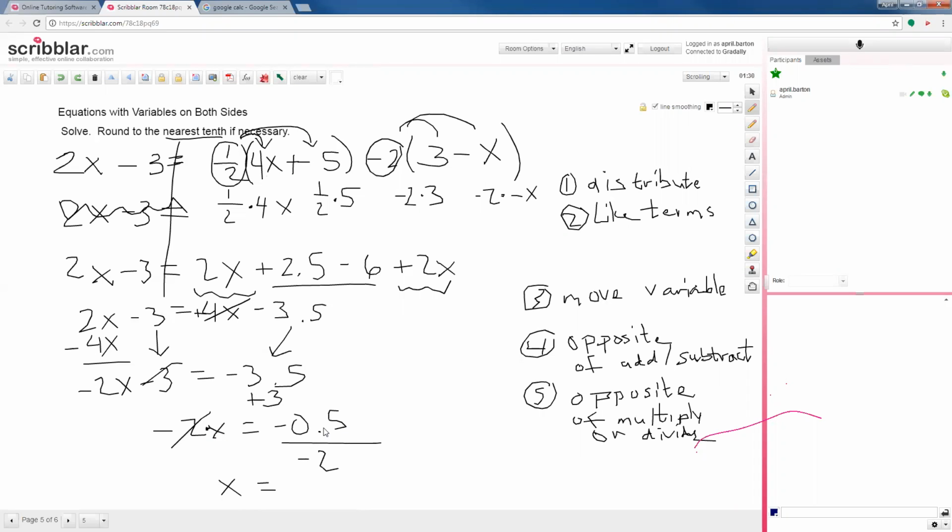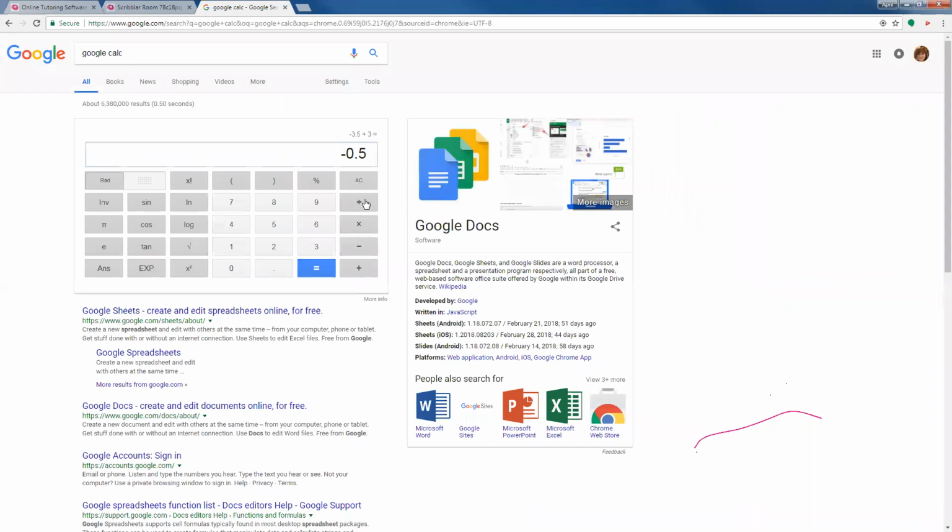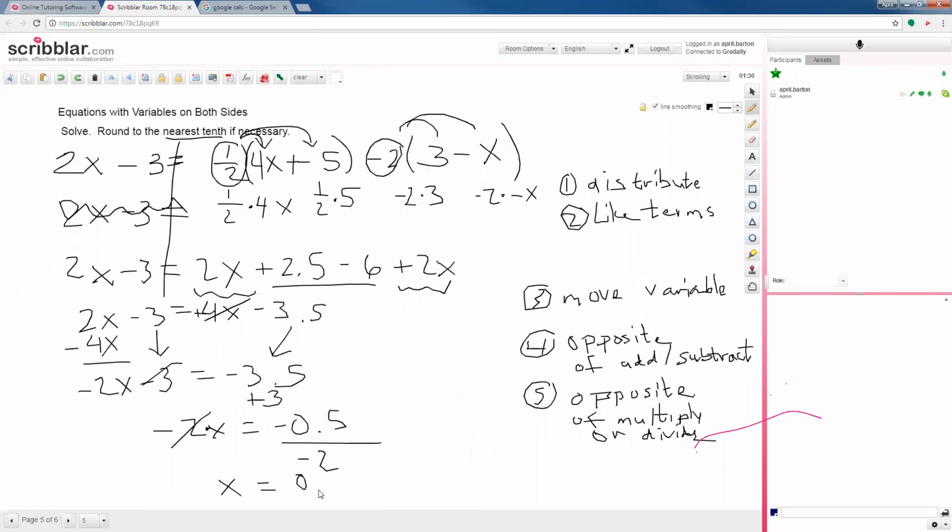I don't know what negative 0.5 divided by negative 2 is. So again, we go to the calculator. This time, we have the negative 0.5 already in from our last problem, so we can just hit divide by negative 2, and that gives us 0.25.